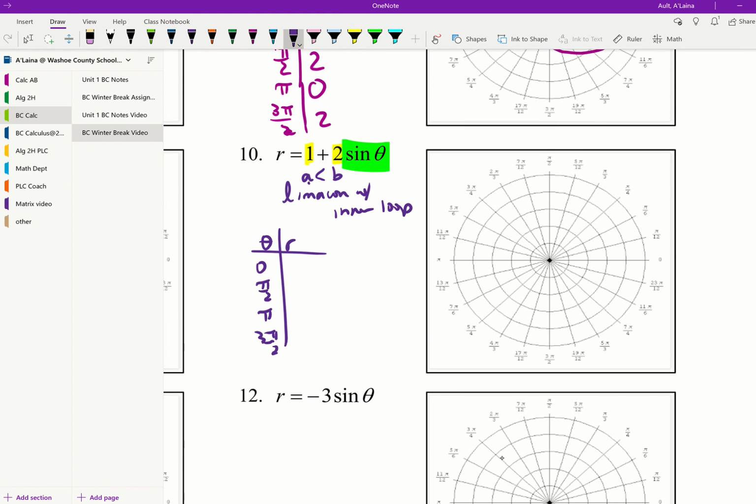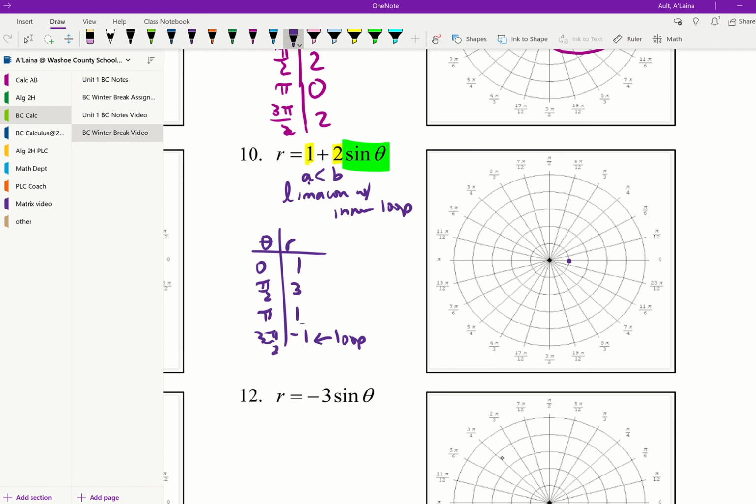All right, if I plug in a 0 for sine, that will zero out. At pi over 2, sine is 1. At pi, sine is 0. 3 pi over 2, it's negative 1. This is where I'm going to have my loop, right here when we dip into the negative values. But at 0, we have 1.